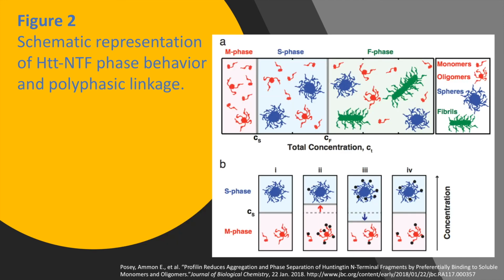In summary, profilin affects the toxicity of Huntingtin aggregates by its influence on concentration thresholds in aggregate formation. Understanding of this regulation of aggregate phase behavior in cells can lead to development of ligands that can be used against aggregation-prone proteins in Huntington's and other diseases in the future.